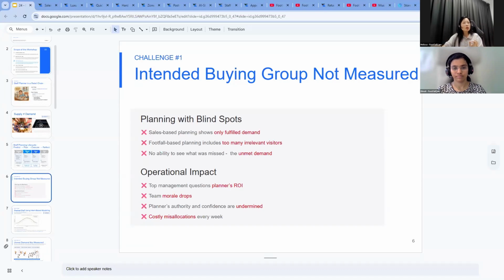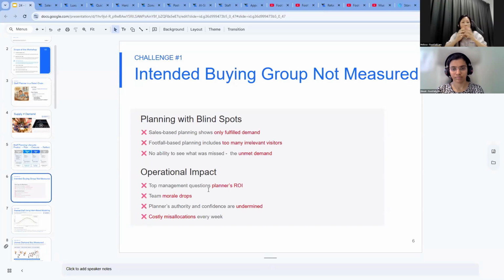And this brings us to a larger organizational cost, because if you as the planner cannot explain your rationale with confidence, and if your decisions appear to be based on guesswork or inconsistent signals, then your team morale suffers. And you lose trust and your authority weakens. Meanwhile, top management is going to start asking a lot of uncomfortable questions. Why did we increase the headcount, but where is the sales uplift? Why are our stores still underperforming? What is the ROI on this extra staffing?